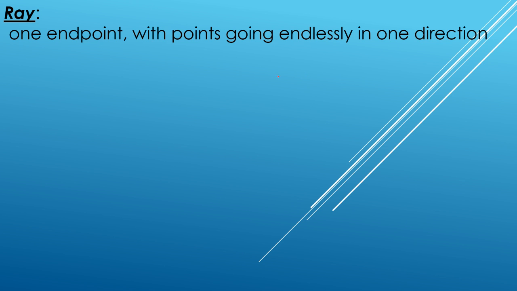Now for ray, a ray has 1 endpoint, and then points going endlessly in the other direction. I'm going to rephrase what I have on my lesson here. Points going endlessly in the other direction. So you have to have 1 endpoint, like point A, and then it goes forever the other way. So this is a mix between a segment and a line.